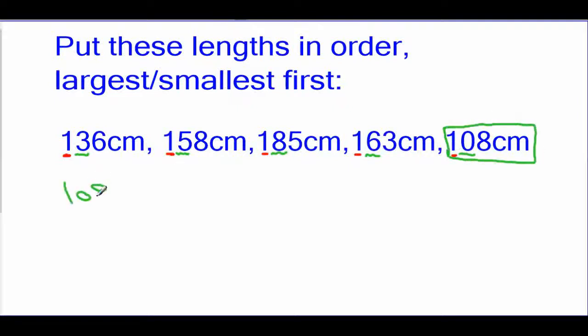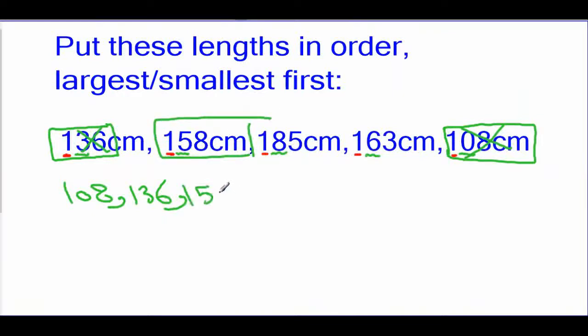So I will start with 108. I will cross it out. Now I should look for the next smallest number. Let's go back to the tens. Three tens, five tens, eight tens, six tens. So the smallest between these four numbers is three tens. So 136 comes next. I will cross it out. Then I have 5 tens, 8 tens, 6 tens. Of course, 5 tens is the smallest. So 158 comes next. I will cross it out. Then 8 tens or 6 tens. Of course, 6 tens. So 163 comes next.